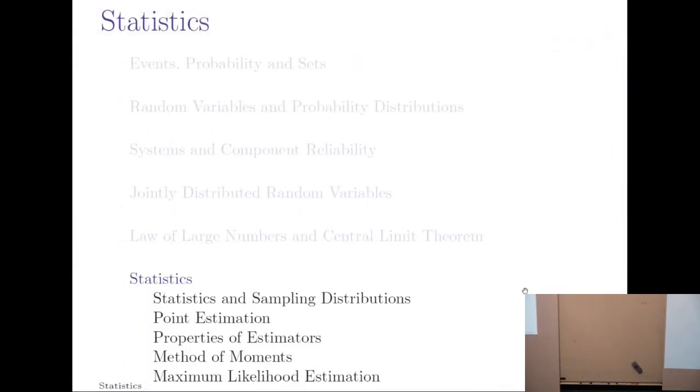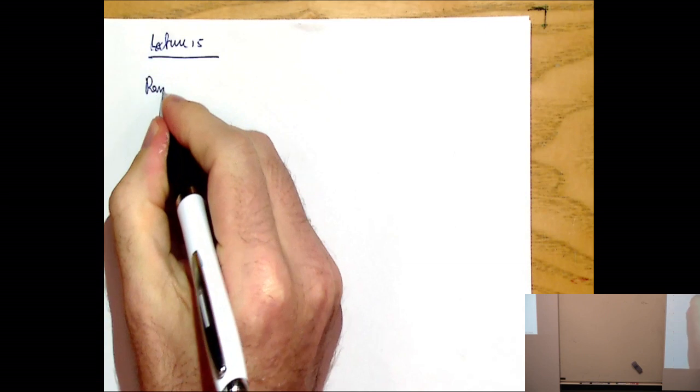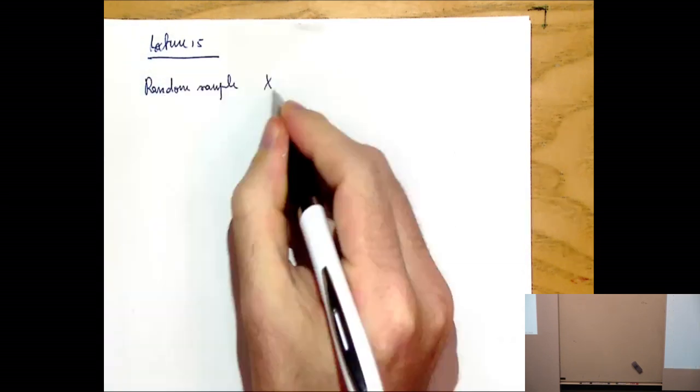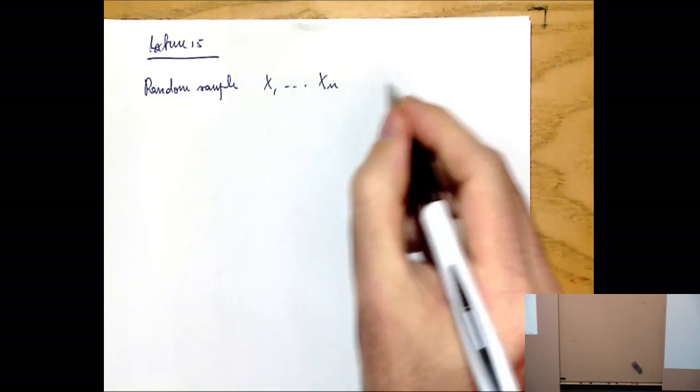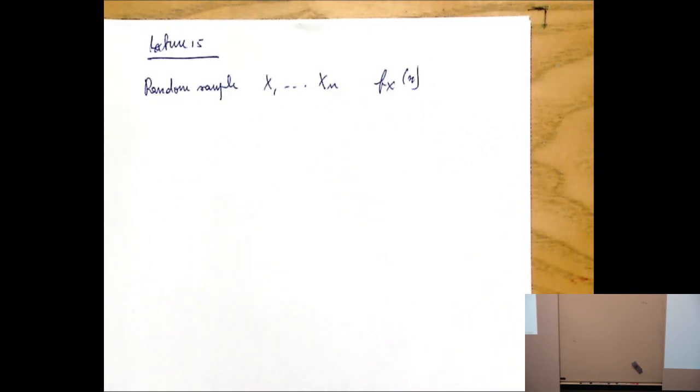Okay, so what we did last Friday was to look at statistics. And we looked at the notion of random samples. So we said we have a random sample, made of n random variables. Each of them has a certain distribution, probability density function, right? So you remember this random sample, we have n random variables.